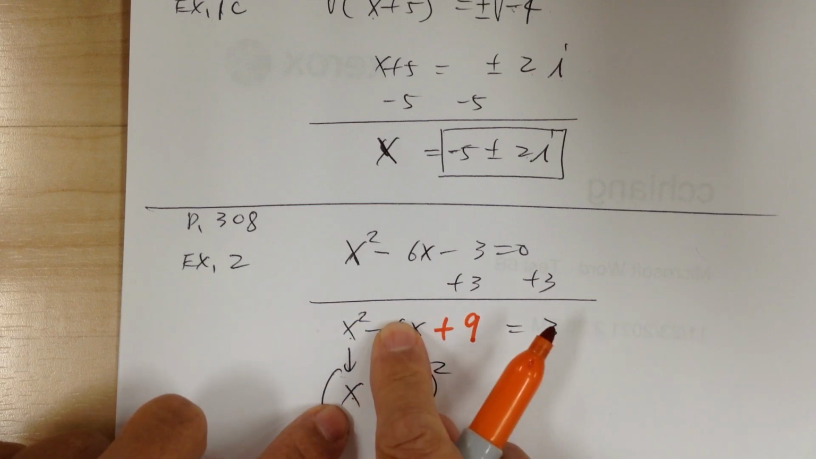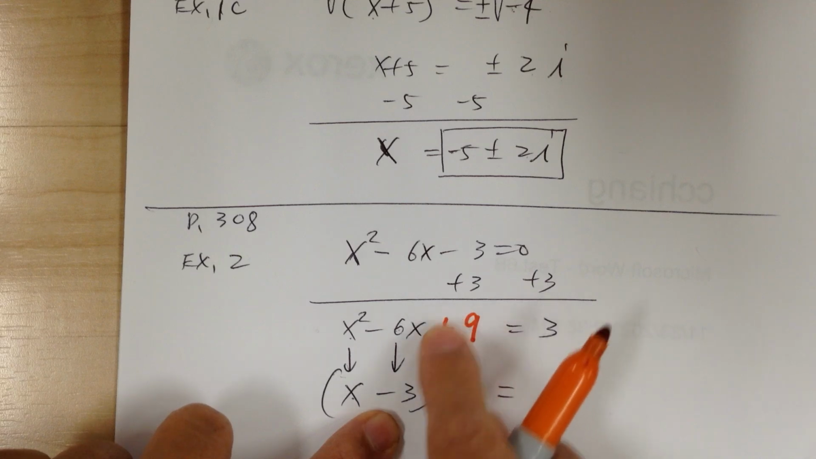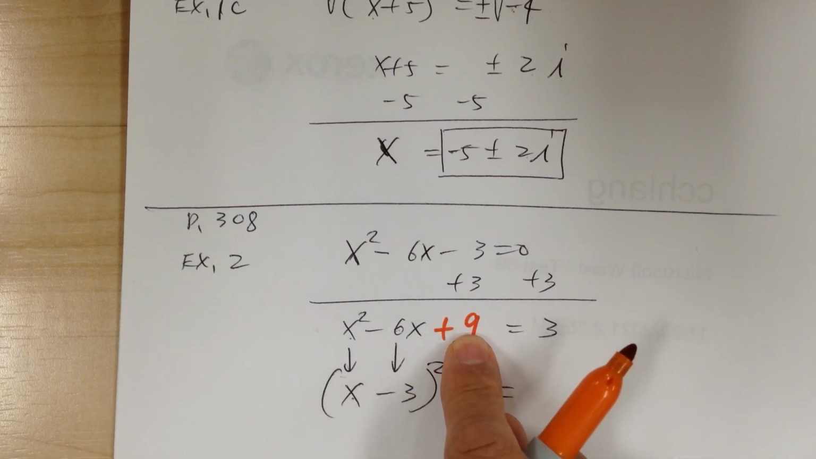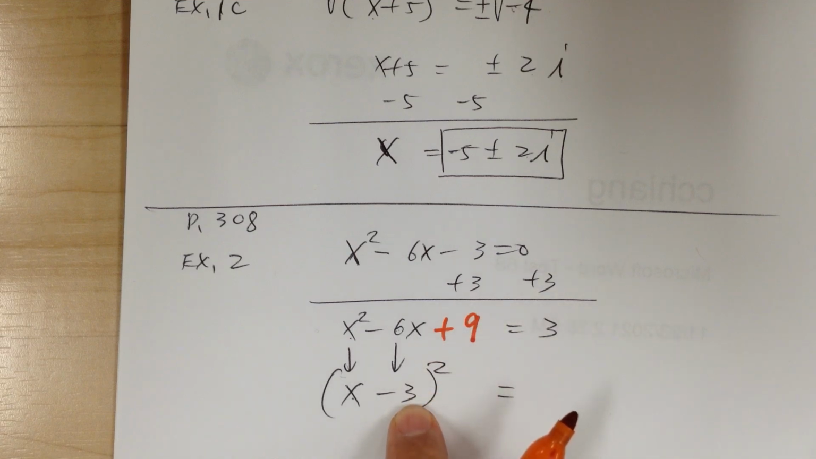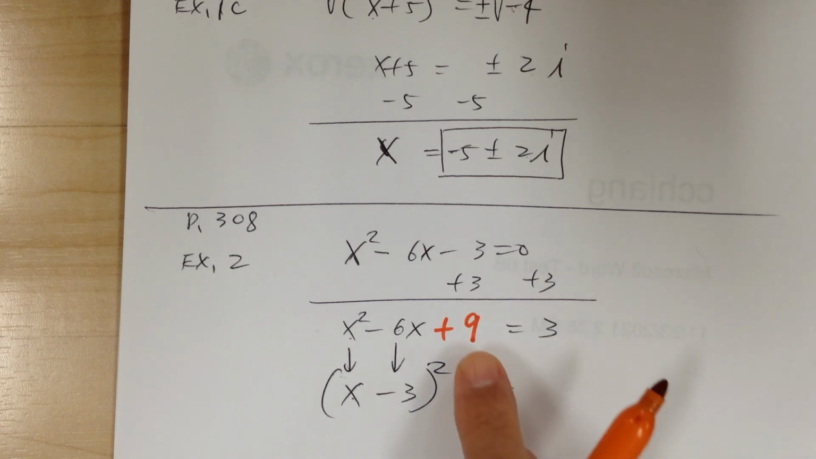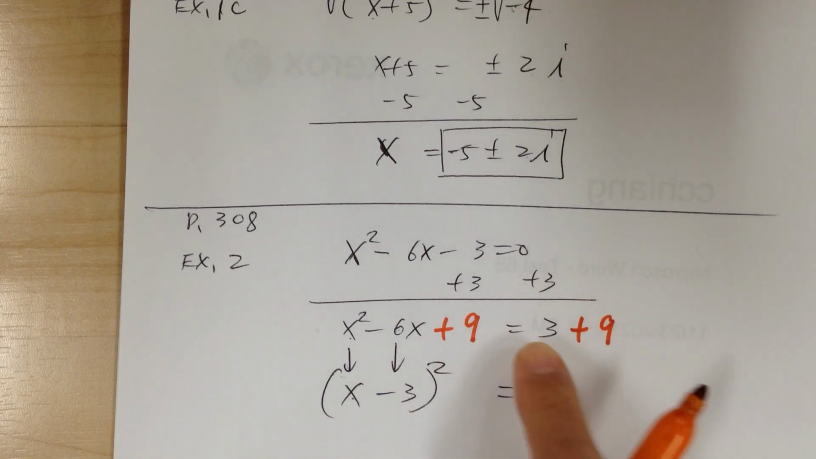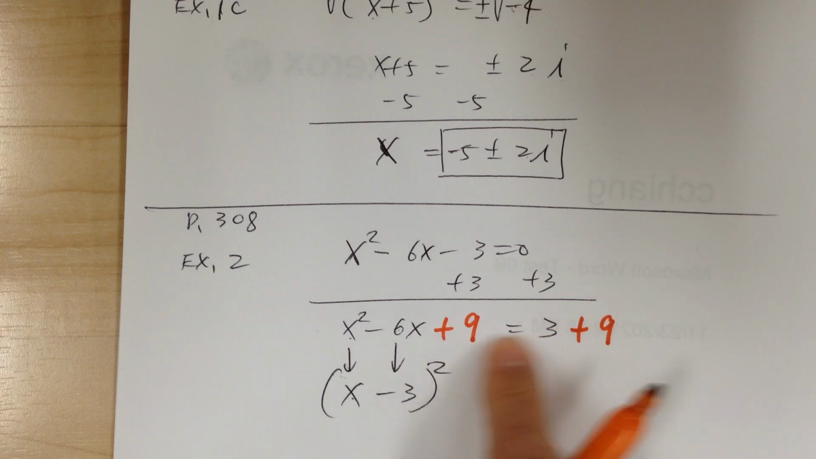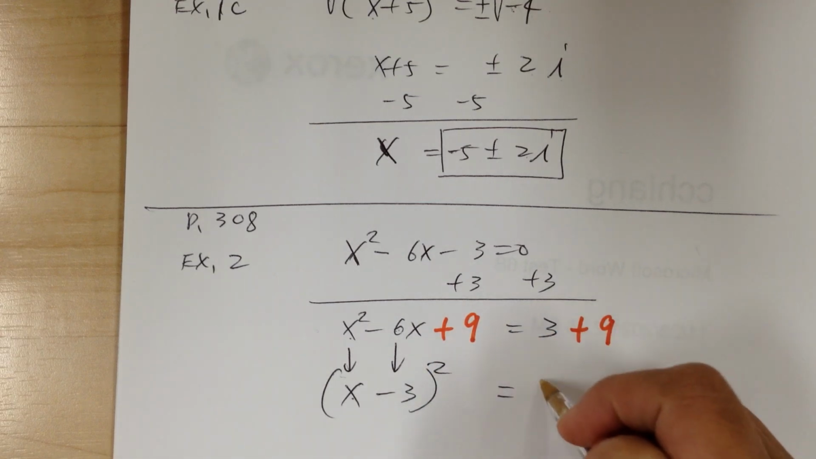You multiply to get a middle term, and this square gives you that. So in order to get from here to here, you need a plus 9. So you need a plus 9 in order to make a perfect square. Now, because you plus 9 on this side, you need to plus 9 on the other side. That's what equal means. Equal means you have to do the same on both sides. So now this side becomes 12.